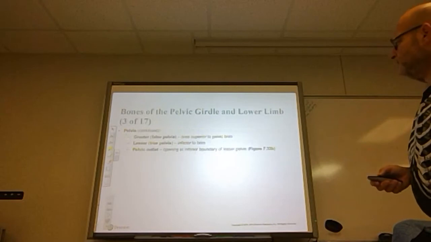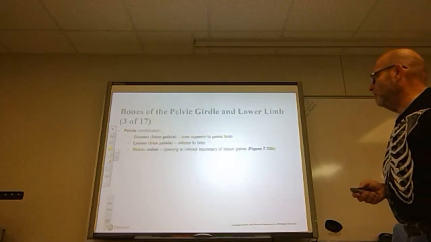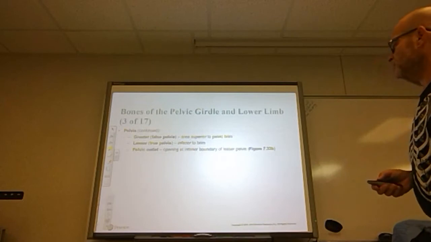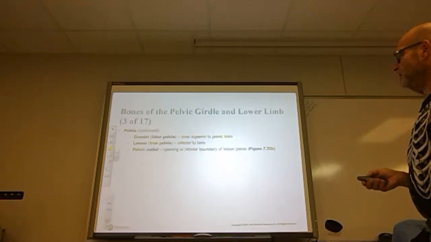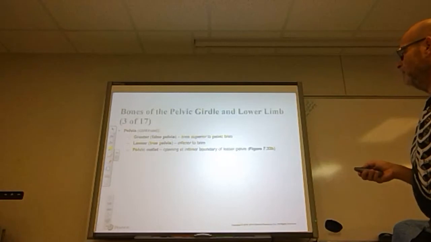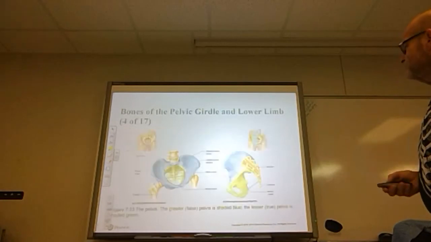The greater or false pelvis is the area superior to the pelvic brim. The lesser or true pelvis is inferior to the brim. The pelvic outlet is the opening at the inferior boundary of the lesser pelvis.